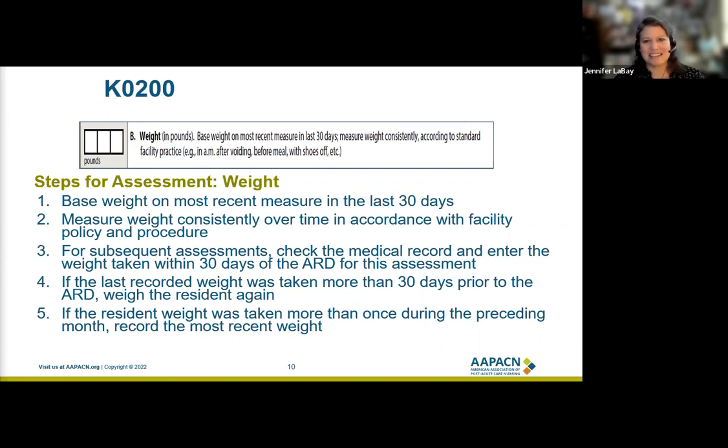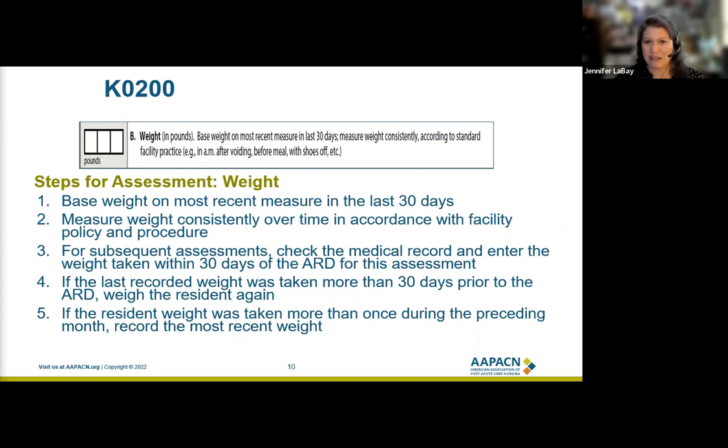But if it's beyond the ARD and there's no weight in that 30-day window, you don't weigh today for a weight that should have been with an assessment reference date of last week. So unfortunately, that would be a situation where you'd have to dash, and that is not a good thing to have a dash, because A, we're not assessing the resident.